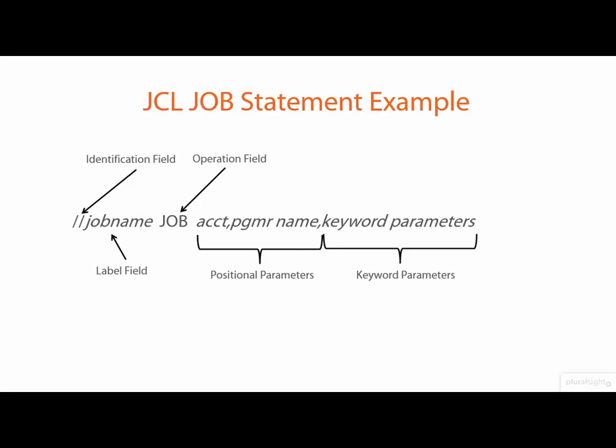So as an example, the job statement itself is going to look like this. We're going to have the // identifying it as JCL. We have a job name, which can consist of 1 to 8 characters. Then we have the job operation field, and then we have positional parameters that are the accounting information and the programmer name field, and then various keyword parameters that we can code based on the installation standards governing where we are going to run.